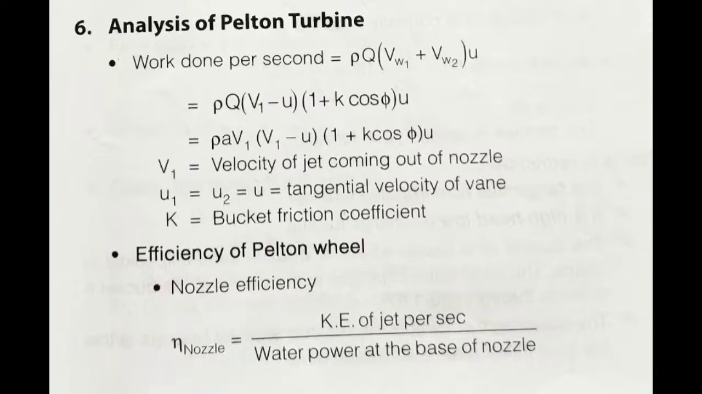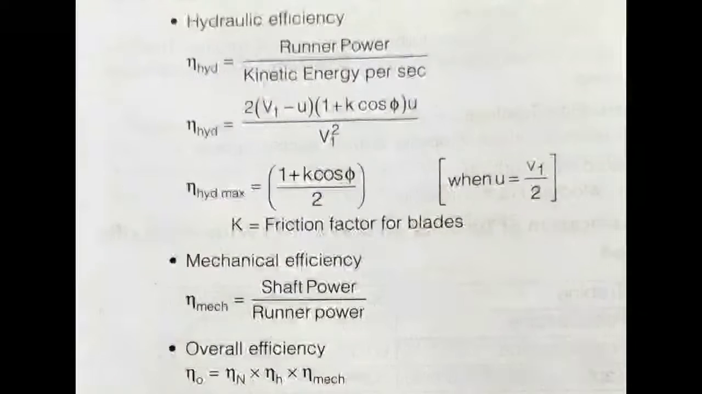Now efficiency of Pelton wheel. Nozzle efficiency, η nozzle, equals kinetic energy of jet per second by water power at the base of nozzle. Next is hydraulic efficiency: runner power by kinetic energy per second. Its value is mentioned there. Next is mechanical efficiency, η mech, equal to shaft power by runner power.